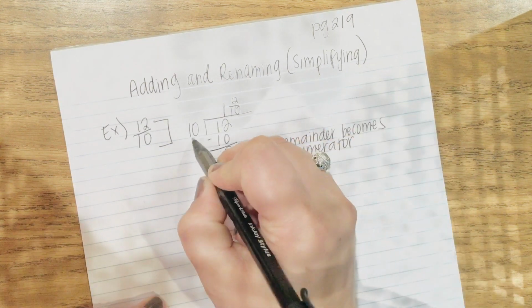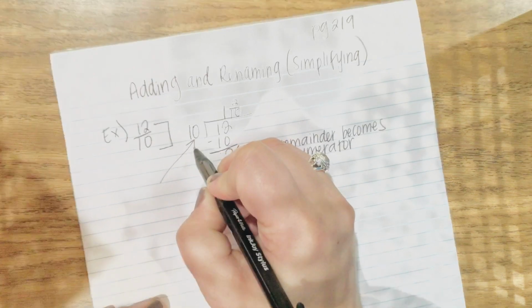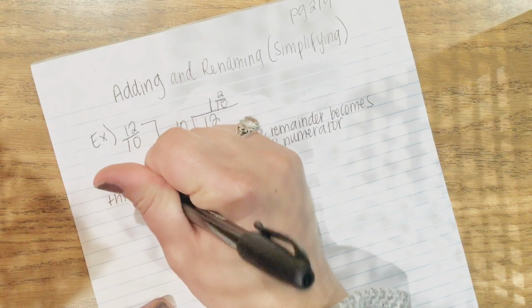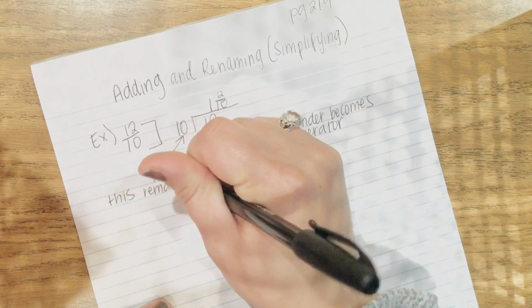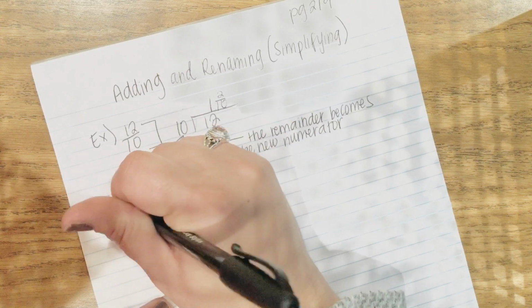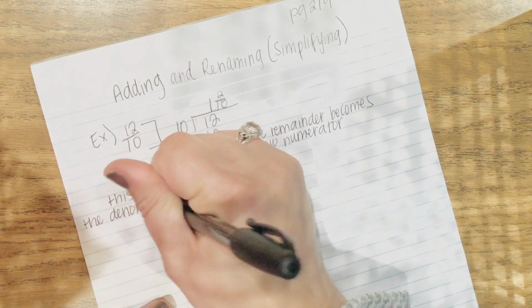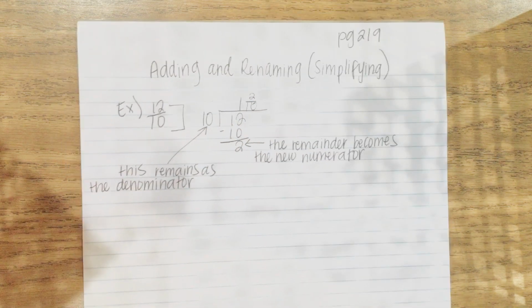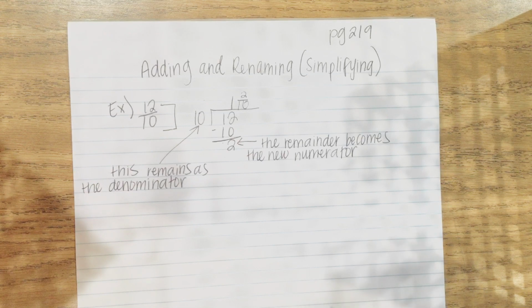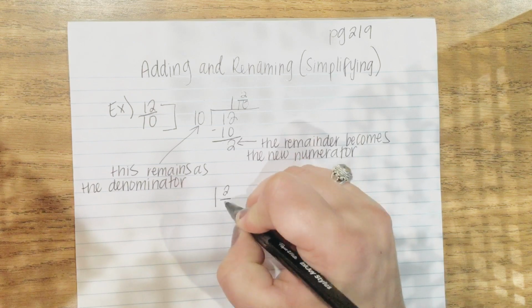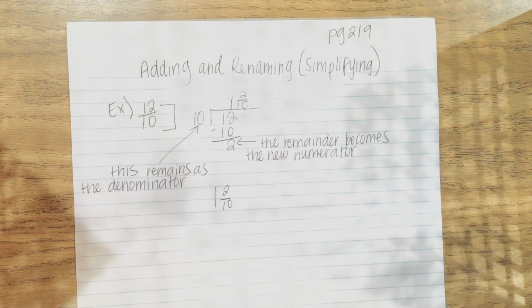Okay, so let's write a little note so we remember. This remains as the denominator. Okay, oh, sorry guys. Now 1 2/10 is our new fraction.